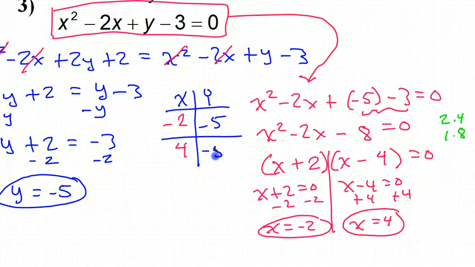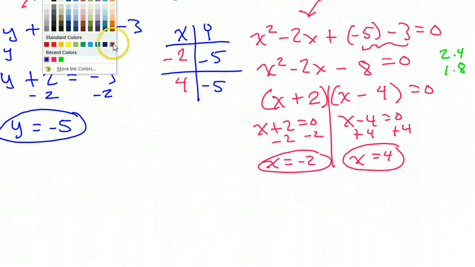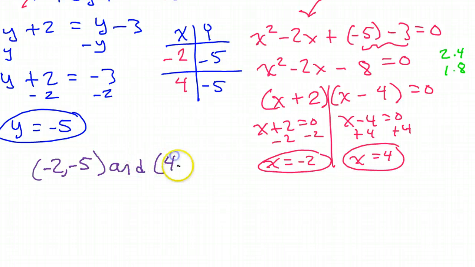Yeah, it's the same y value. We used the same y value to get both of these x values. So we'll just double down on the y value and use it for both x values. And that will give us our two solutions. Okay, so we'll have negative 2 comma negative 5 and 4 comma negative 5.